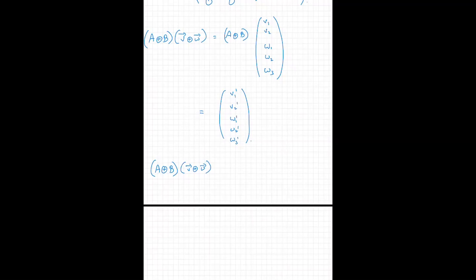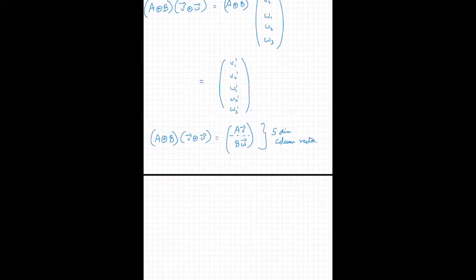So A plus B acting on V plus W is nothing but AV and BW, right? The 2 by 2 matrix acting on V gives AV, which is V prime, and the 3 component column vector BW is basically W prime, right? So this is a 5-dimensional column vector. The way I understand this column vector is that I'm stacking the vector AV on top of the vector BW. So I can understand this as AV direct sum BW, right? So this is important.